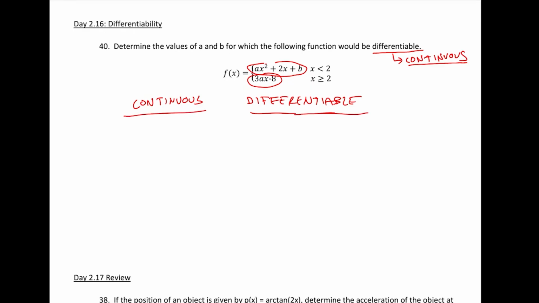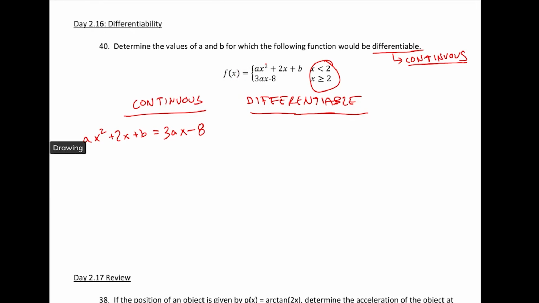Because the function's continuous, we can say that these two pieces should have the same y value when x is 2. In other words, both functions have the same output at that number. That way we know that the left-hand limit equals the right-hand limit and that those two values equal the value of the function. So ax squared plus 2x plus b needs to be equal to 3ax minus 8. But not generally speaking. They just need to be equal when x is 2.